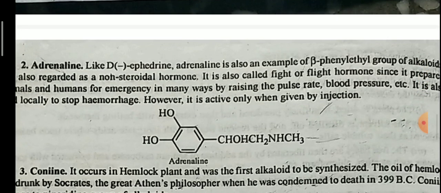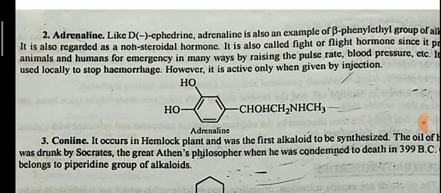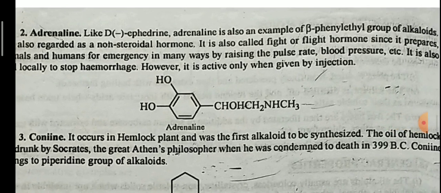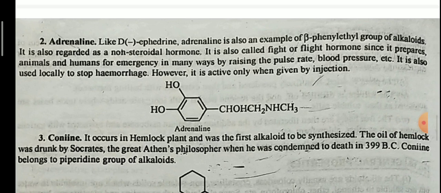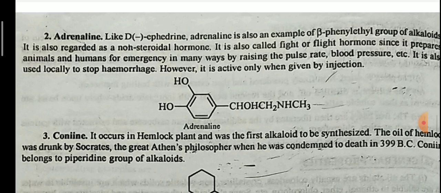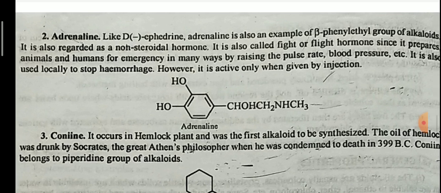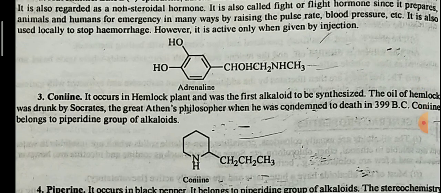Adrenaline. Like D-amphetamine, adrenaline is also an example of beta-phenylethyl group of alkaloids. It is also regarded as a non-steroidal hormone. It is also called the fight or flight hormone since it prepares animals and humans for emergency in many ways by raising the pulse rate, blood pressure, etc. It is also used locally to stop hemorrhage. However, it is active only when given by injection.